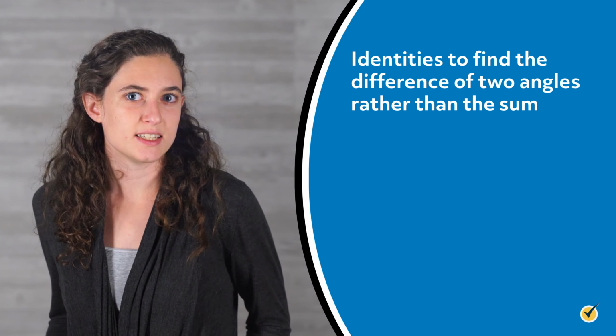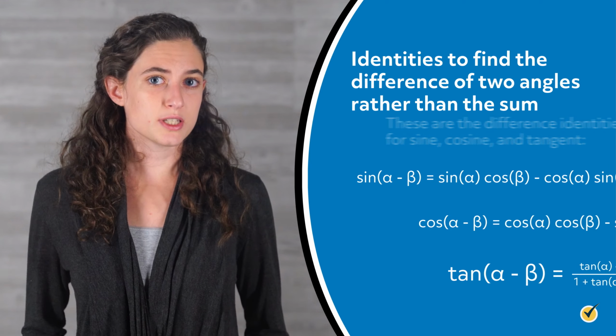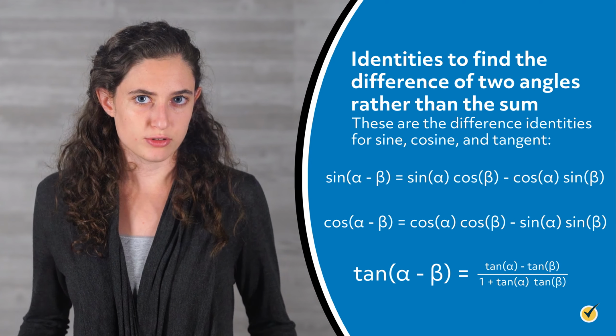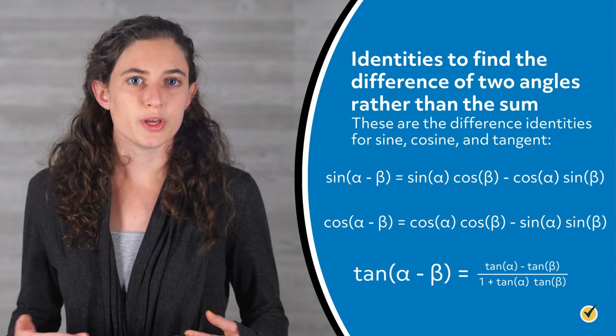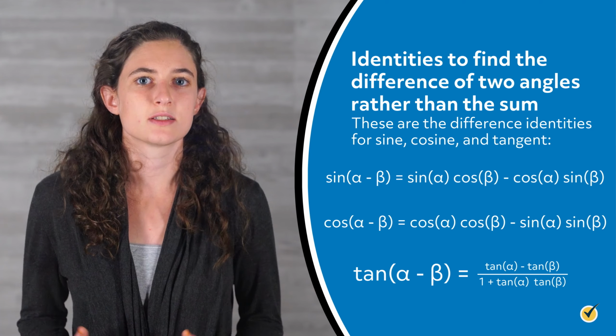We also have identities to find the difference of two angles rather than the sum. These are the difference identities for sine, cosine, and tangent. We use these the same way we use the sum identities, but they enable us to find some smaller angles. For instance, we could use the sine difference identity to find the sine of 15 degrees, using 45 degrees as alpha and 30 degrees as beta.